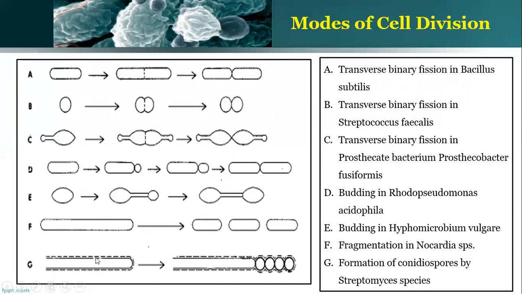And lastly, this is an example of spore forming bacteria. Here the formation of conidiospores has been observed in Streptomyces species. These are the conidiospores formed in Streptomyces species. These are the various modes of cell division that occur in bacteria.